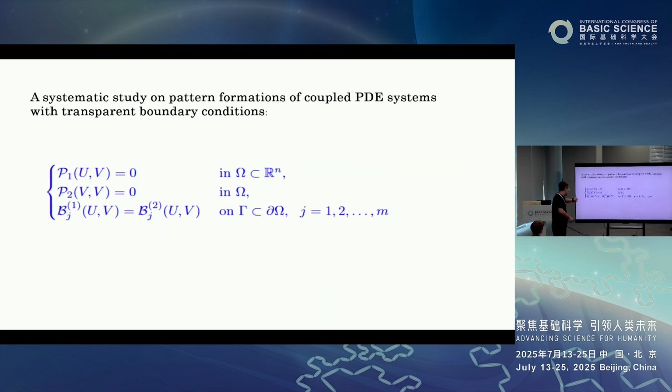So okay, now let's say we want to give a systematic study on pattern formations of this coupled PDE system with transparent boundary conditions like this. At least at this moment, I hope I've convinced you that this is really a meaningful topic to study. And also, I do not care whether solutions exist. They always exist. They are derived in the process of the study of other problems. We can always guarantee the existence or even the regularity. Everything is good. We just want to study whether there are some intrinsic structures.